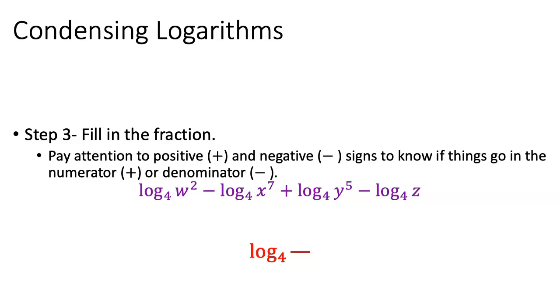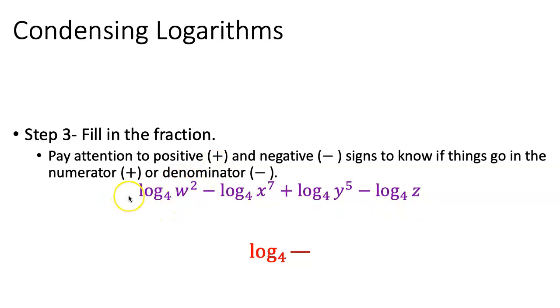This next example is later in the process to show you that we have 4 terms here, and we play this just as we did with 2 terms. It doesn't matter how many terms we have. We're going to pay attention to what's positive and what's negative to let us know what goes into the numerator and what goes into the denominator. They all have the same base of 4. That's good. That's why we can play this game.